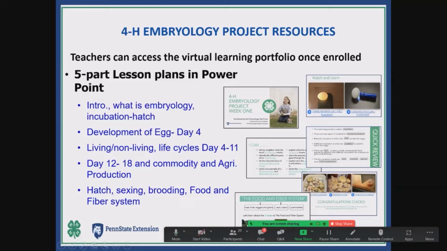The next one is development of the egg through day 4. Then the third one covers a little bit about living, non-living, life cycles in day 4 to 11. The fourth one is day 12 to 18 and talks about commodity and agricultural production. And then the final one is hatching, sexing chicks, brooding, food and fiber system. So it covers everything that our program does in a series of 5 lessons that go throughout the program.